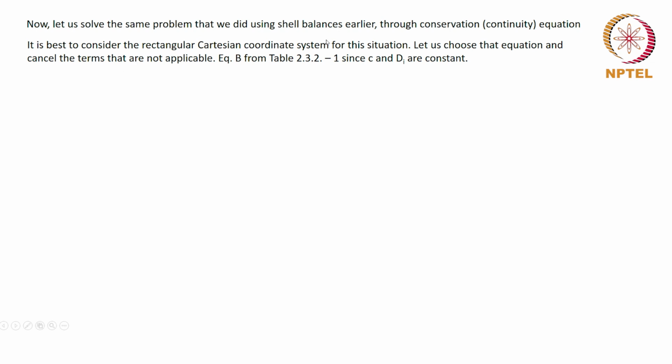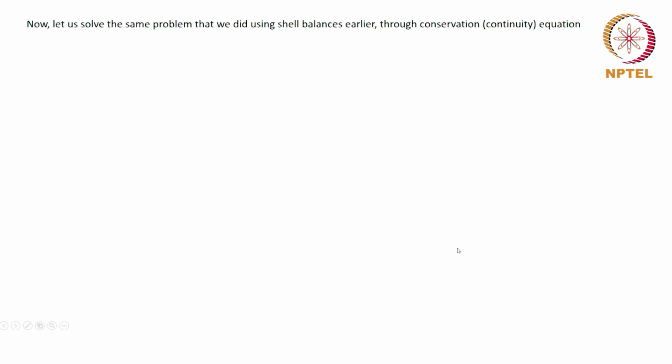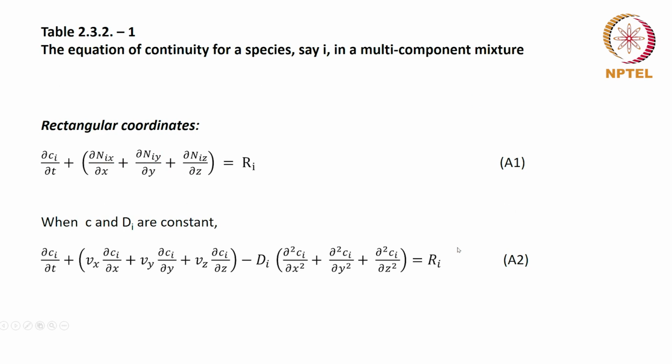So, we will consider the Cartesian coordinate system, because this happens to be the system that best fits the geometry of the membrane. And let us choose that equation and cancel the terms that are not applicable. In this case, if we consider C or rho and D to be constants, then we could use equation B from table 2.3.2-1, which is this.